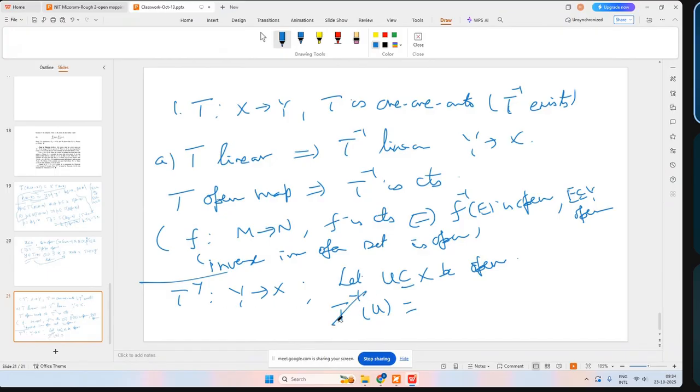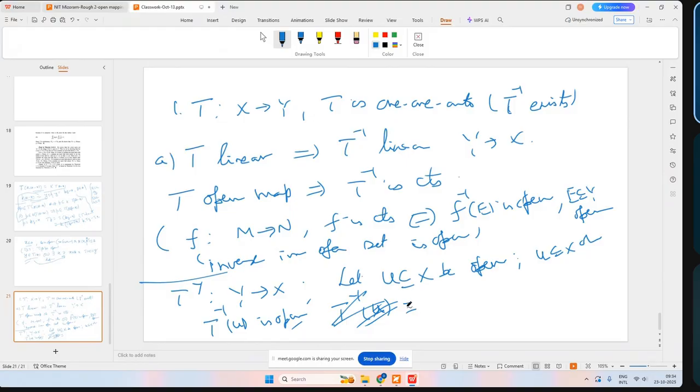Sorry, there is something wrong. You take U, and the inverse image of an open set is okay. So you have here U contained in X is open, but we want to show that T inverse of U is open. That is because of the previous part that we have shown.